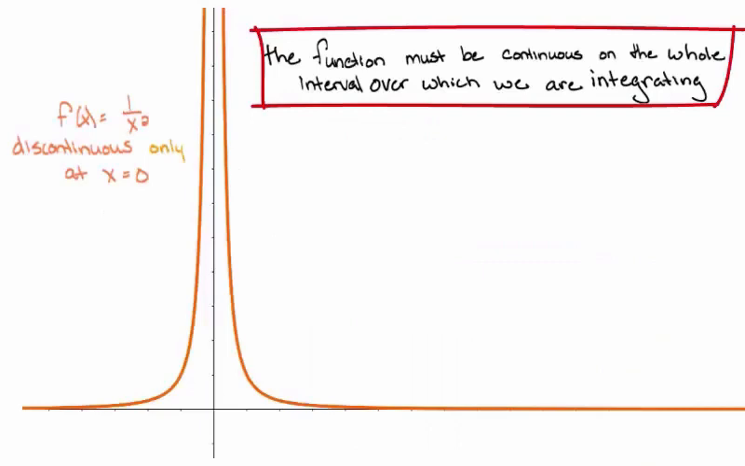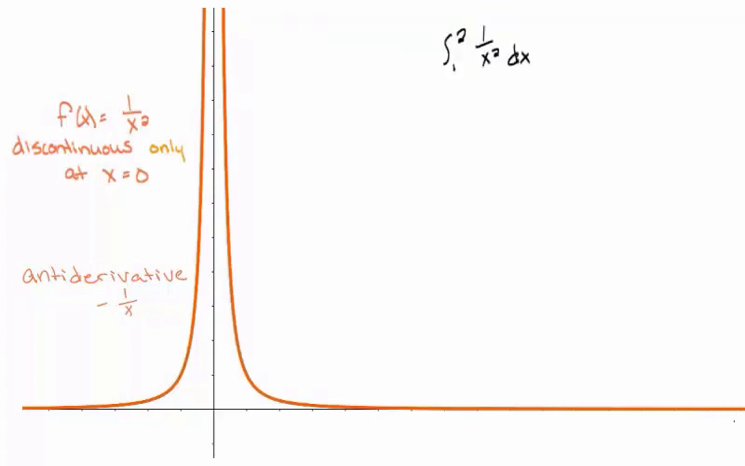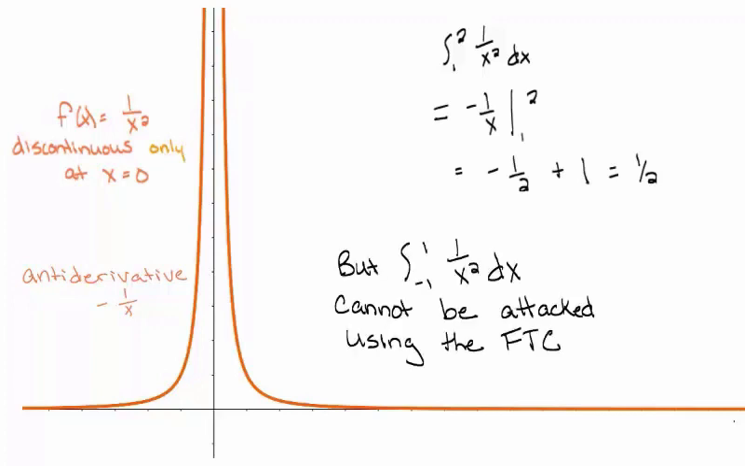Take another example. The function f of x equals 1 over x squared. This function has a single discontinuity at x equals 0, and an antiderivative of negative 1 over x. We can use the fundamental theorem to integrate f as long as 0 does not lie between the limits of integration. For example, we can see the integral between 1 and 2 is 1/2 using the fundamental theorem. However, we cannot calculate the integral between -1 and 1 using the fundamental theorem.